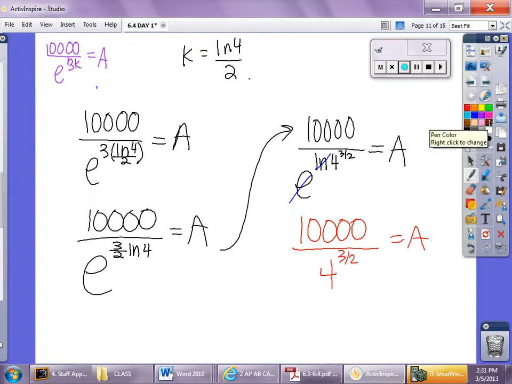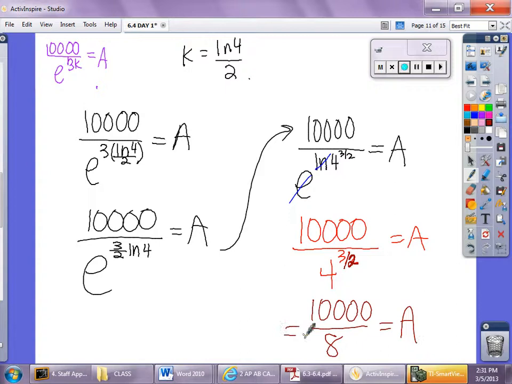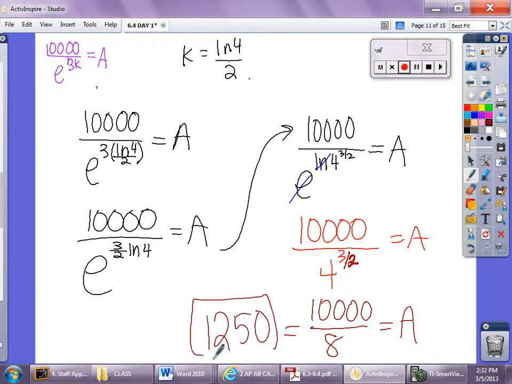Therefore, you get 4. The square root of 4 is 2, 2 to the third is 8, and you get 10,000 divided by 8 equals A. Divide that by, I guess, 4. I think that's divisible by 8, 1250. That is your A value. That is how much was present.